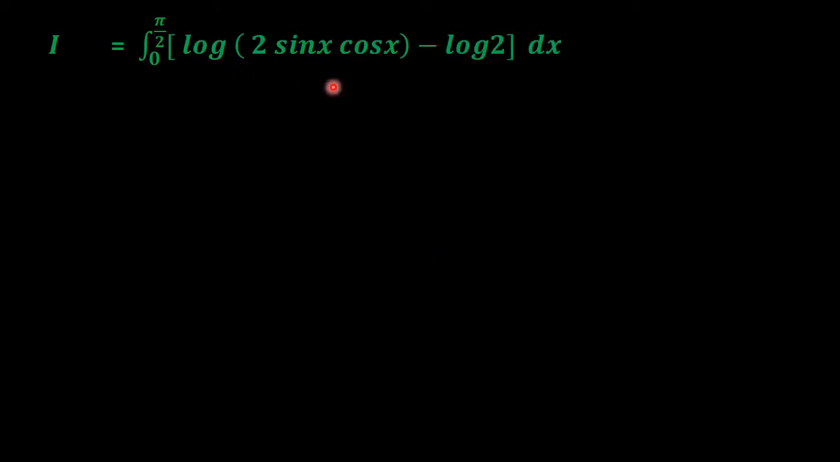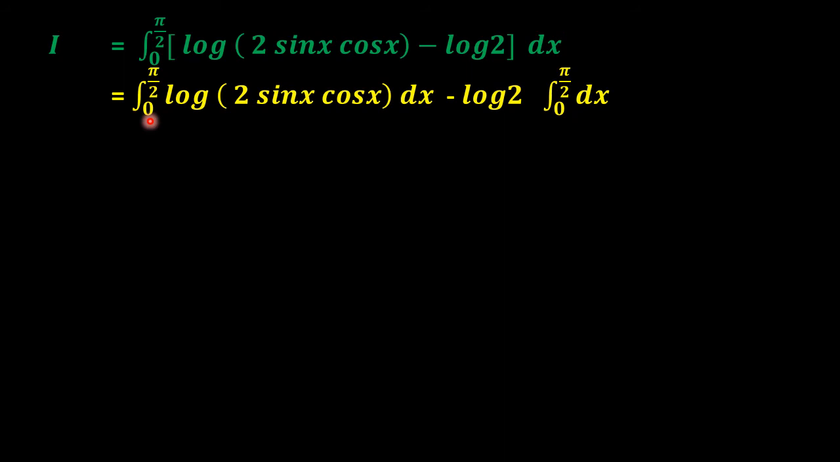This we have got just before. Now here we separate these two terms and we can write integration from 0 to pi by 2 log 2 sin x cos x dx minus this log 2 is out of integration because it is a constant, then integration from 0 to pi by 2 dx.